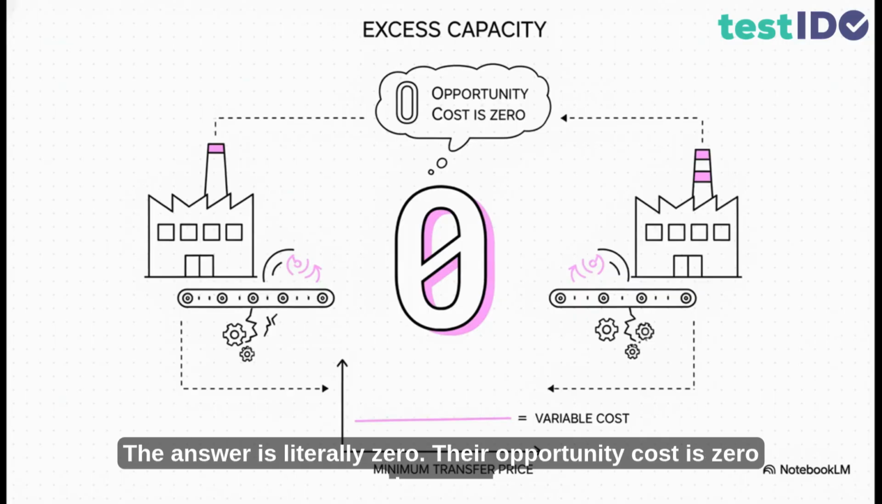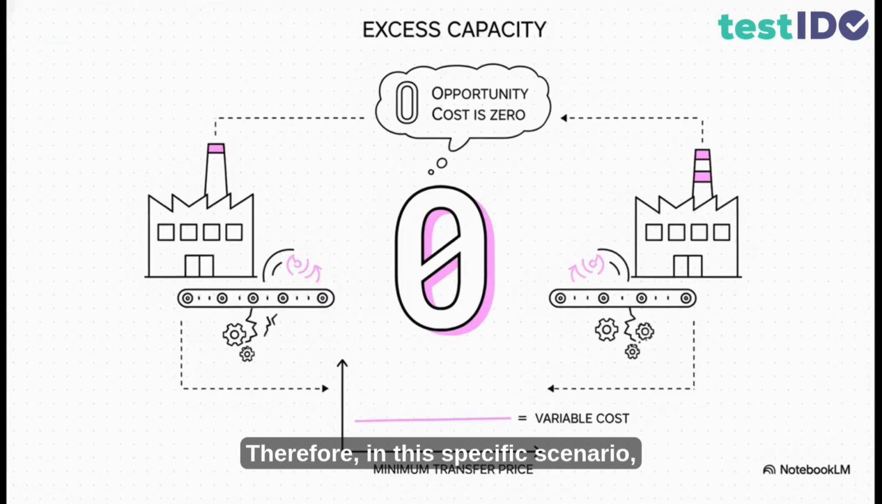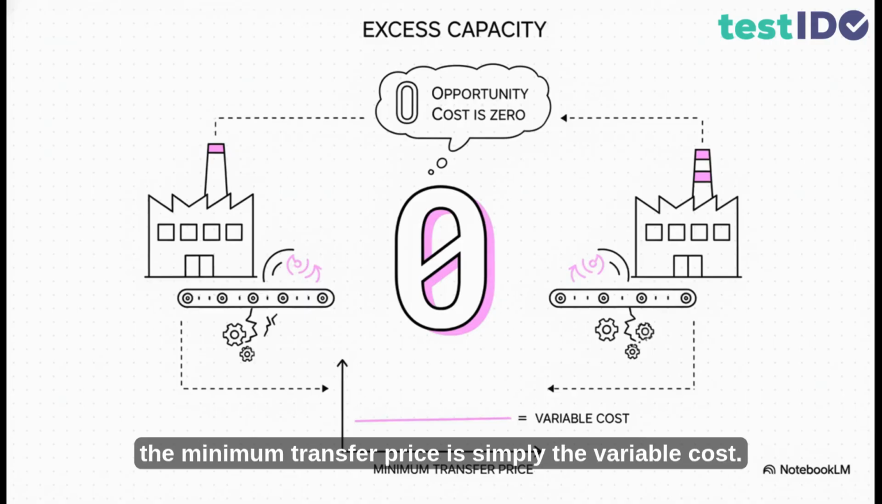The answer is literally zero. Their opportunity cost is zero because they aren't giving up any outside sales to fulfill this internal order. Therefore, in this specific scenario, the minimum transfer price is simply the variable cost.